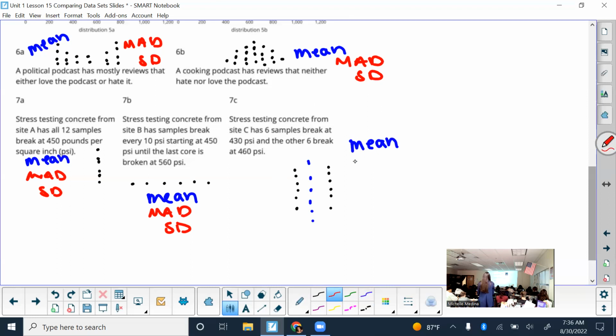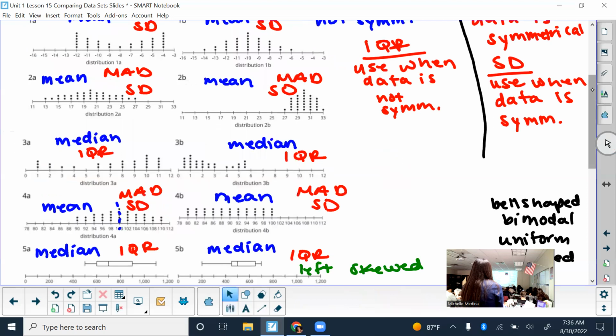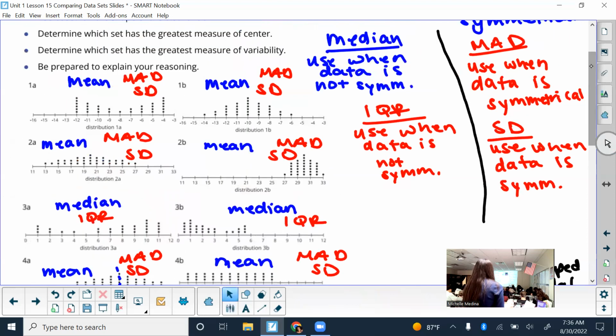And then, therefore, if the mean's the best measure of center, the best measure of spread is MAD and standard deviation. All right. There's one more thing we have to do, and that's go back and talk about between each pair, which one has the greater measure of center and greatest measure of variability. So see if you can remember, we'll just do a few of those. For number 7, it says since all 3 distributions are symmetric, mean and standard deviation are best to use.